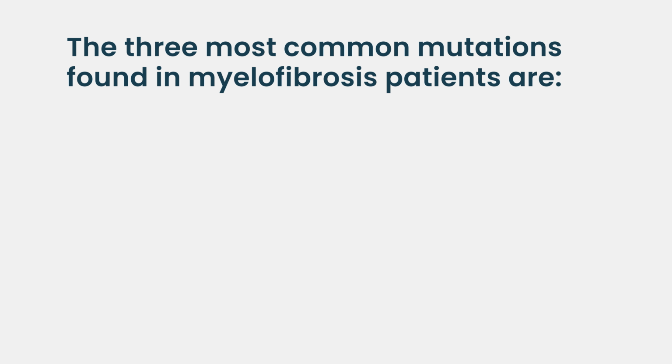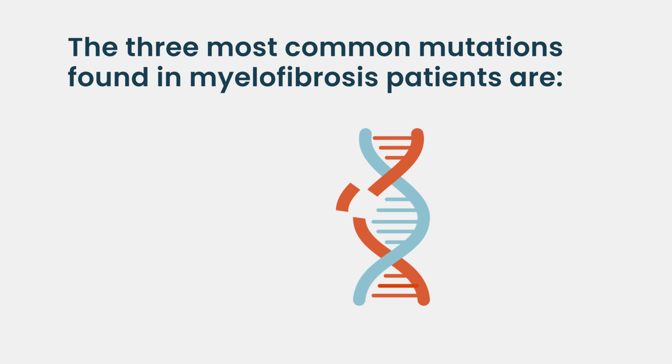We can also think about patients in the context of what driver mutation they have that leads to the development of disease. And so the three most common mutations we find are the JAK2 mutations, the MPL mutations, and then calreticulin or CALR mutations. And so we can also categorize people based on the particular mutation they have within their bone marrow, driving their disease.